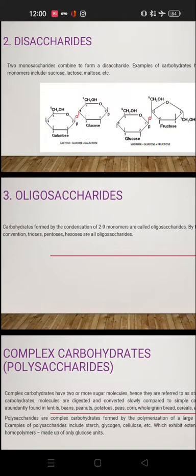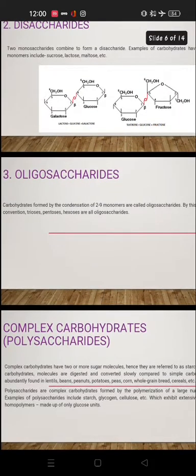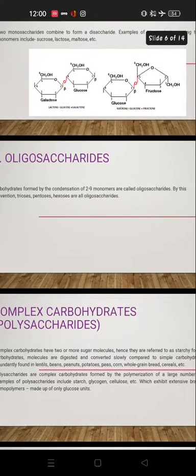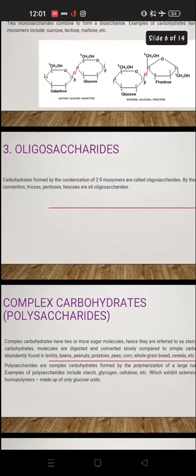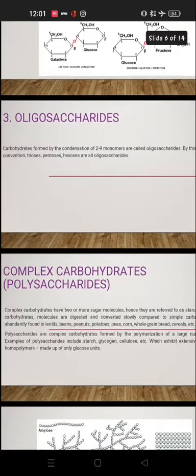Next, we move on to oligosaccharides. Oligosaccharides are carbohydrates formed by the condensation of 2 to 9 monomers; it varies, minimum 2 and maximum 9 monomers. By this convention, trioses, pentoses, hexoses are all oligosaccharides.